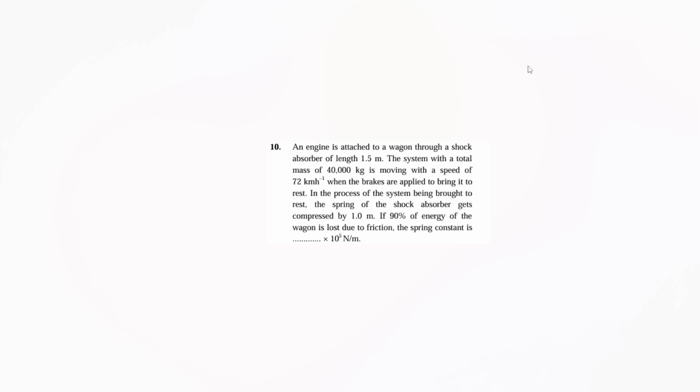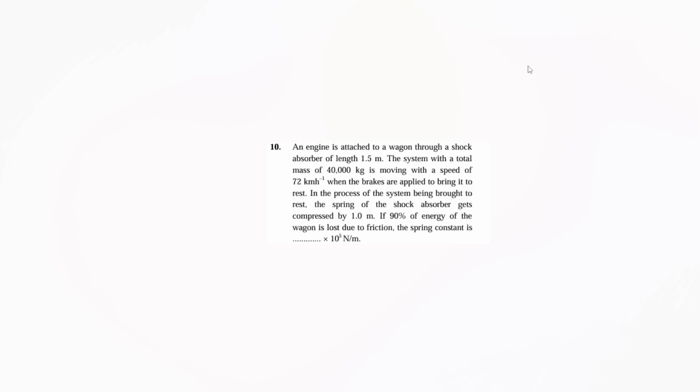So it says an engine is attached to a wagon through a shock absorber of length 1.5 meters. The system with a total mass of 40,000 kilograms is moving with a speed of 72 kilometers per hour when the brakes are applied to bring it to rest. In the process of the system being brought to rest, the spring of the shock absorber gets compressed by 1.0 meters. If 90% of the energy of the wagon is lost due to friction, the spring constant is blank multiplied by 10 to the power of 5 newtons per meter.